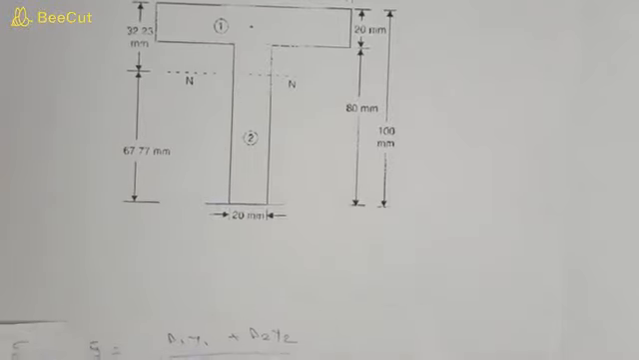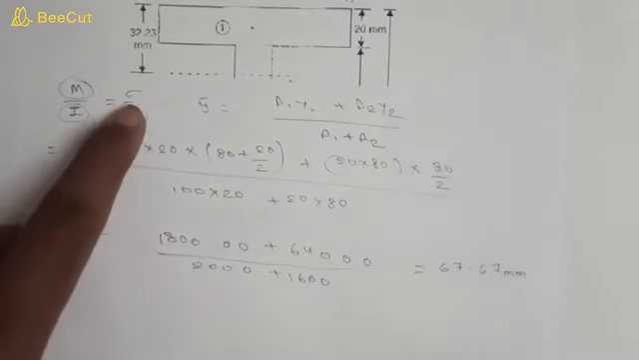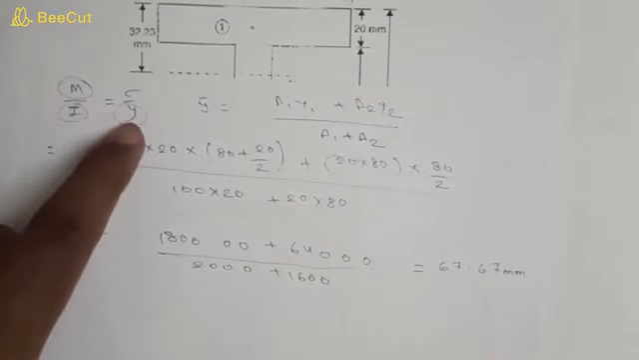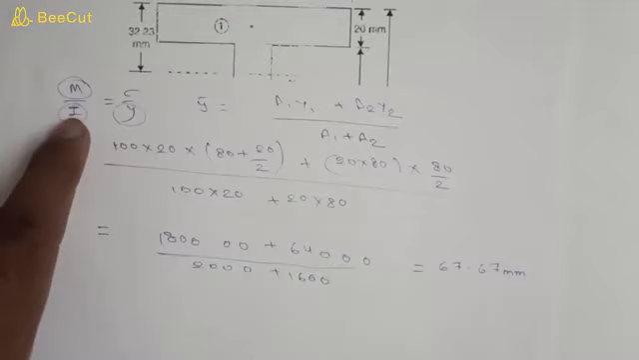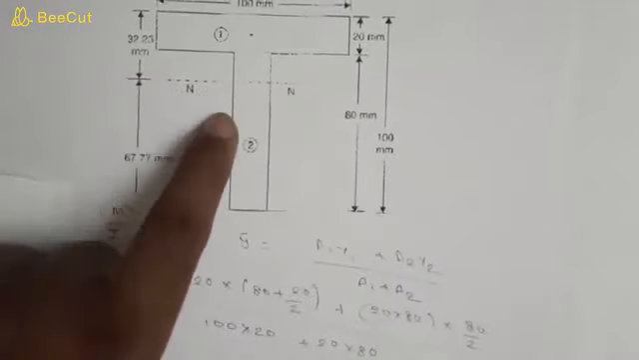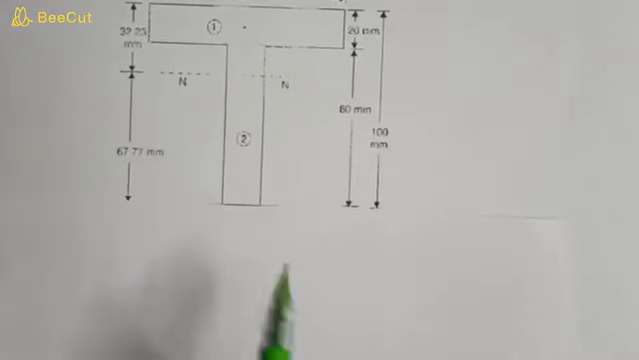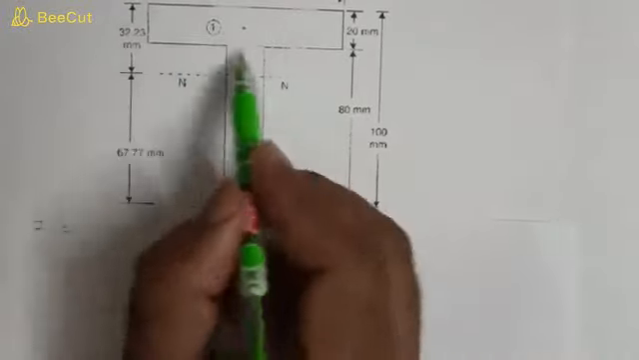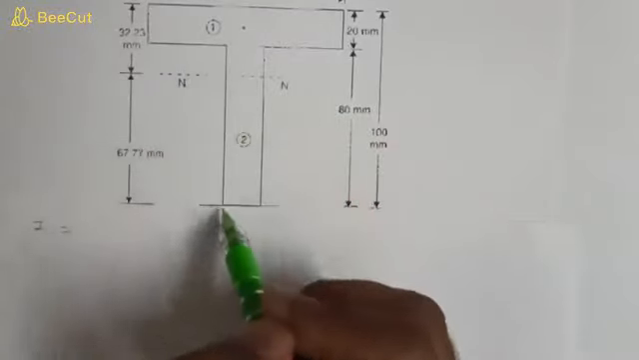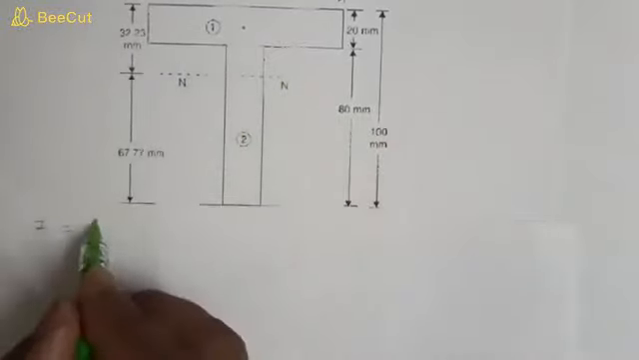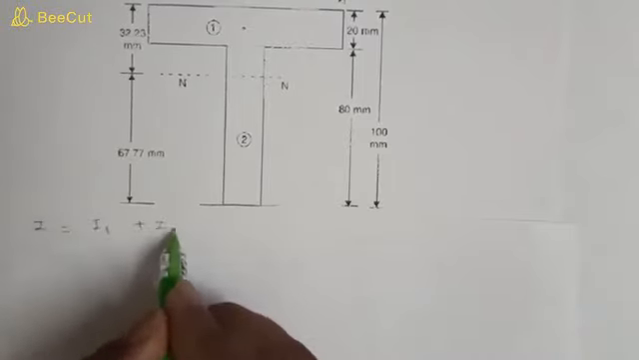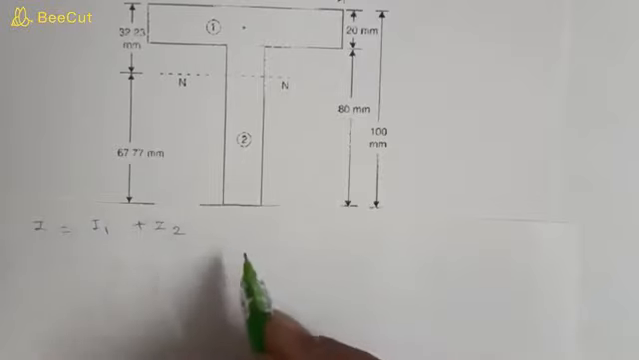Now for calculating the sigma, which is stress, bending stresses, we have to calculate M, I and y. We have already calculated maximum bending moment, we have already calculated y. Now we have to calculate I, the moment of inertia of this T section. So moment of inertia I is equal to moment of inertia of section 1 about neutral axis plus moment of inertia of section 2 about neutral axis. Suppose for section 1 it is I1 and for section 2 it is I2. So first of all we have to calculate I1.